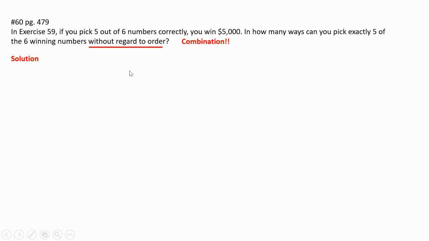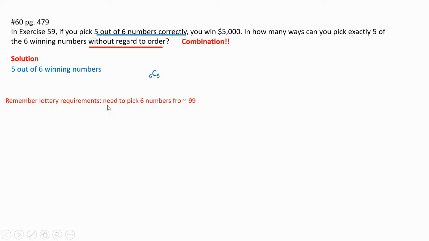Now, this is a little bit more challenging. Check this out. If you don't win the grand prize, the lotto, but you get 5 out of 6 right, you win something, you win 5,000. So to win the 5,000, you have to get 5 out of the 6 winning numbers. So it's going to be 6 combination 5.